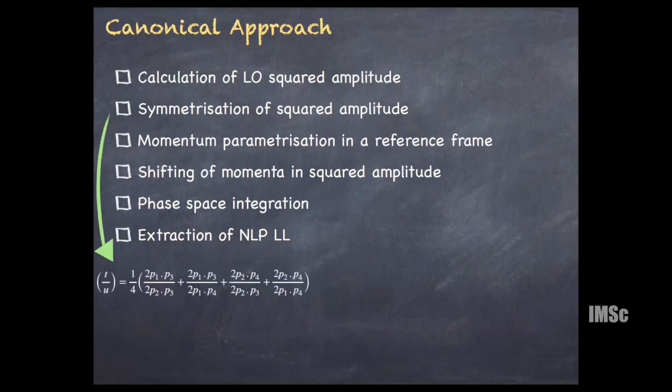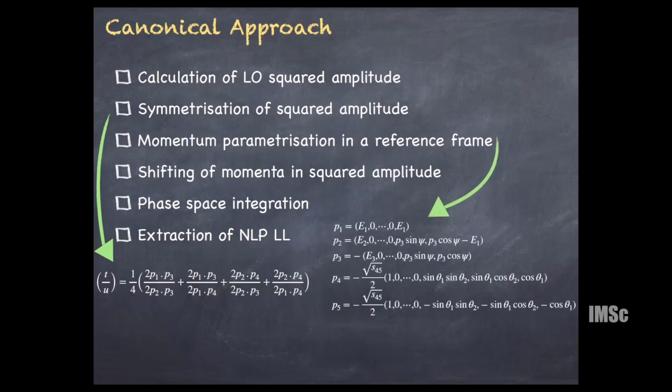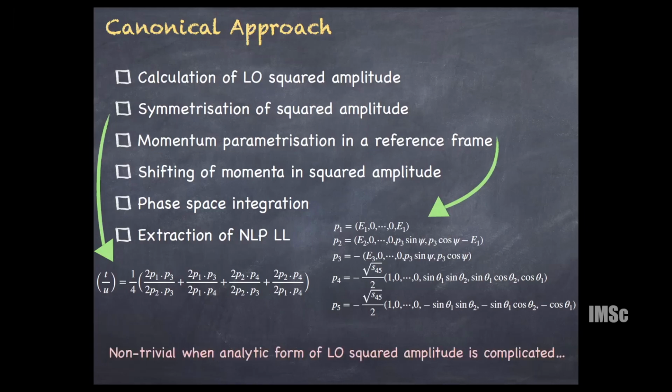What I mean by that is that suppose you have a 2 to 2 process and you have some term like T by U. So T you can write as 2 P1 dot P3, considering everything massless, or you can write it as P2 dot P4. Similarly, U you can write in two fashions. So one single term is generating 4 terms. This is one of the drawbacks of this procedure. Also, in the momentum parametrization, you can parameterize the momenta in 4 possible ways, and depending on which term you are considering, you have to take different momenta to make the calculation simpler, which is also not good. So the whole thing becomes very non-trivial when the analytical form of the leading order squared amplitude is complicated.